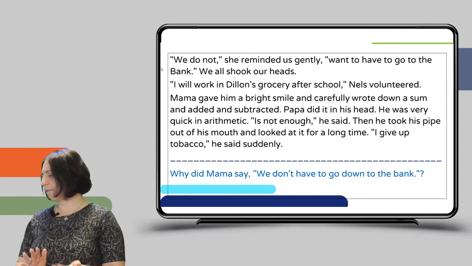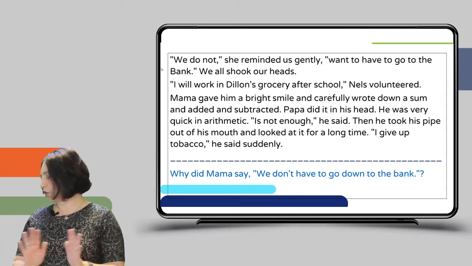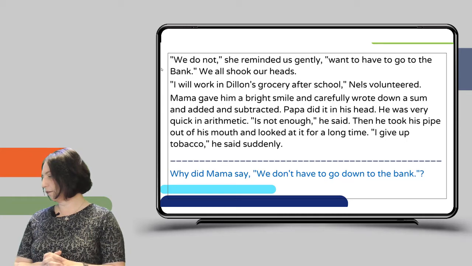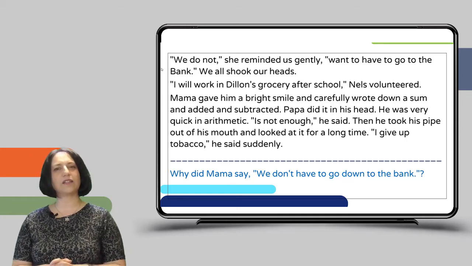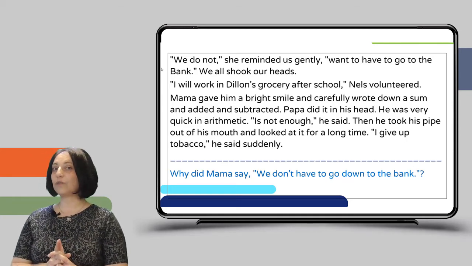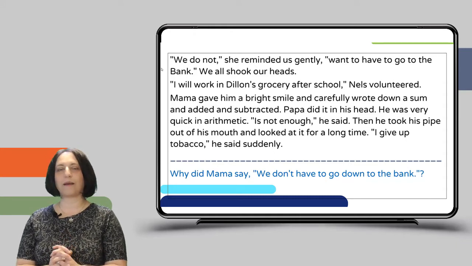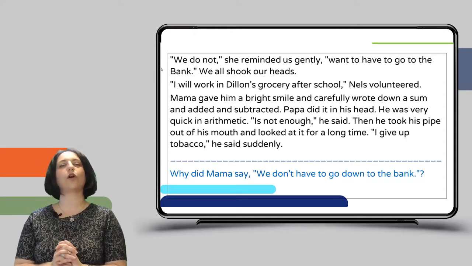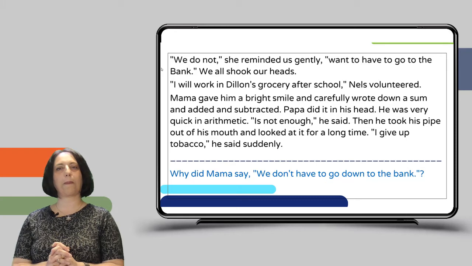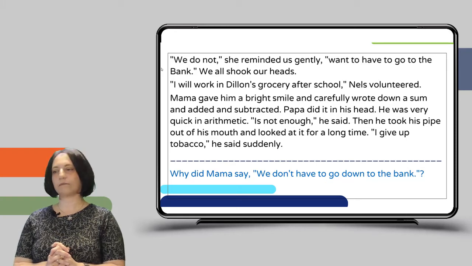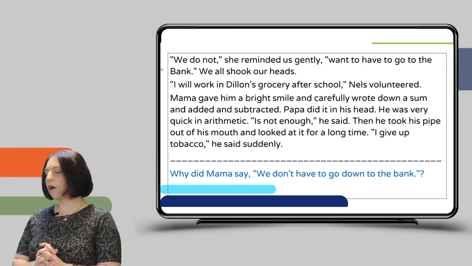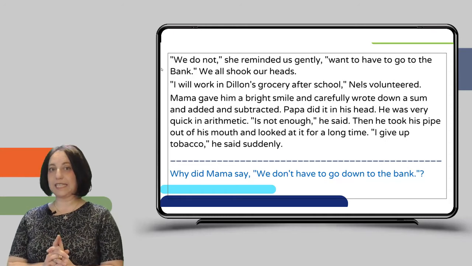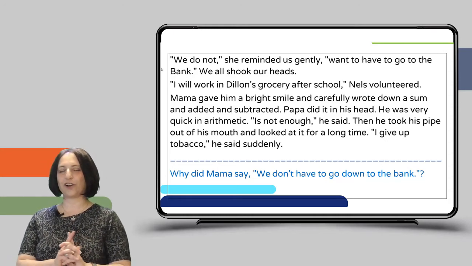So why did Mama say we don't have to go down to the bank? Why did she say that, do you think? She said we don't want to go to the bank. Why do you think she said we don't want to go to the bank? And what do you think the family did so that they don't have to go to the bank?